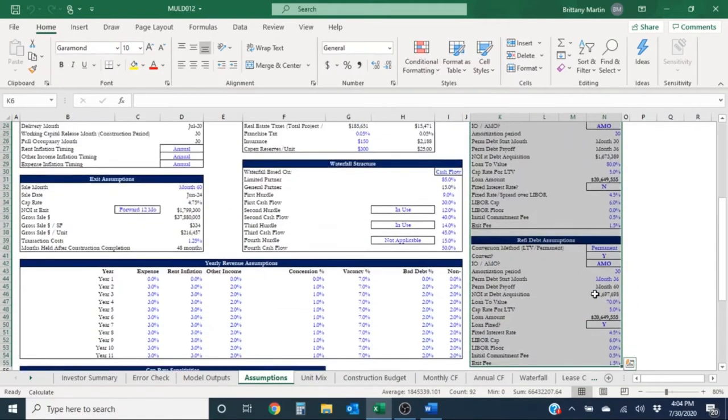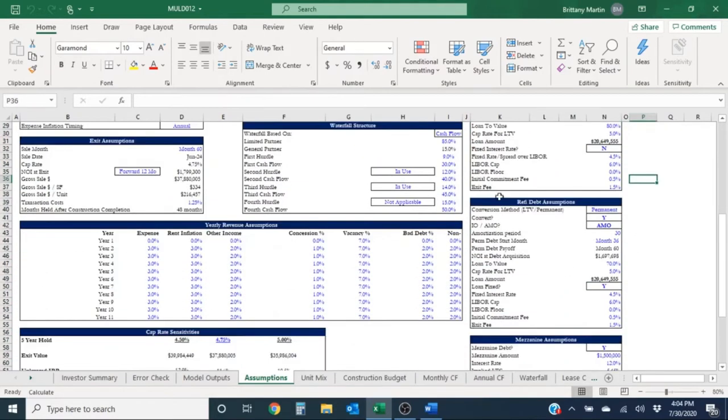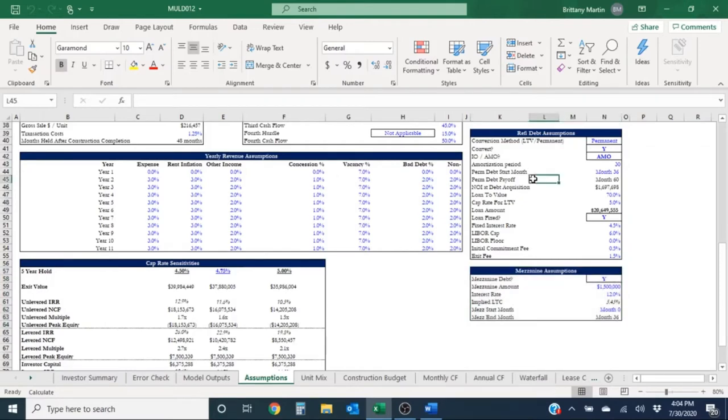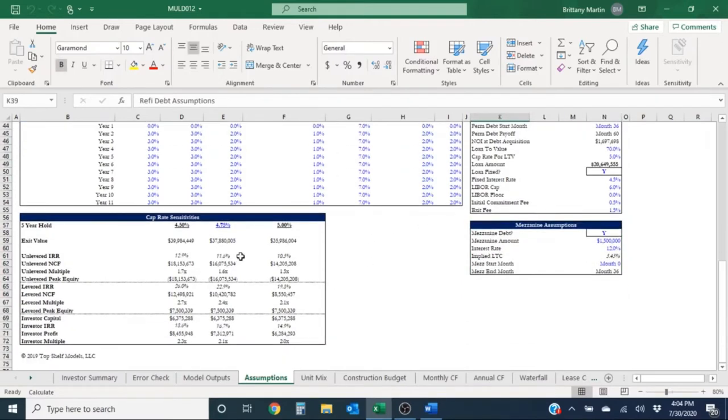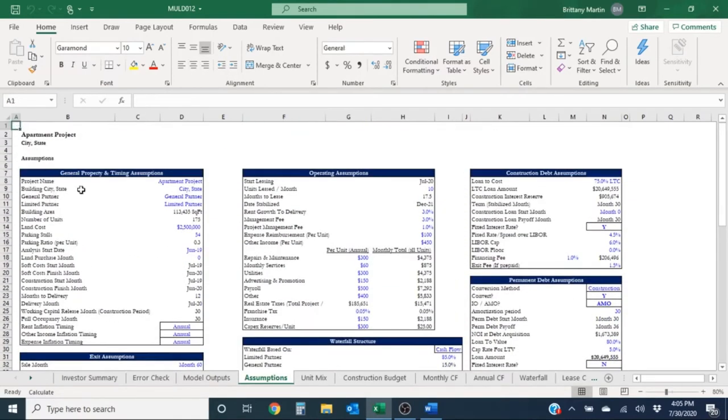So this model includes our construction debt, a permanent debt assumption, as well as a refi and a mezz assumption. So lots of different capabilities in this model, as well as a cap rate sensitivities table. So we can enter what we're exiting at. This one's a 4.75% cap rate, and then we can see how that has an effect on our returns. If we had a lower cap rate, we would have a higher exit value, and with a higher cap rate, we have a little bit lower exit value. So let's keep going into the model.